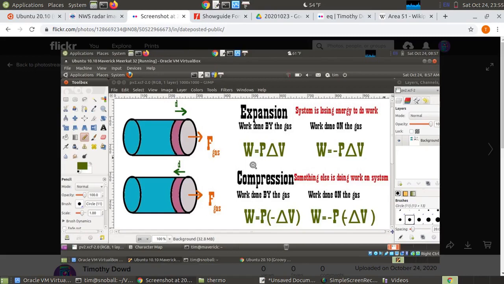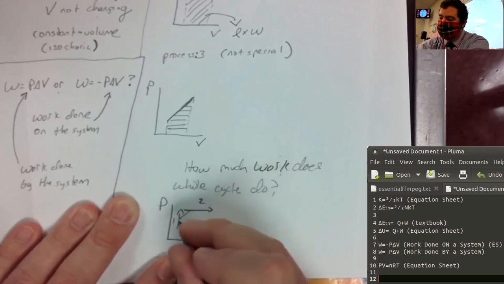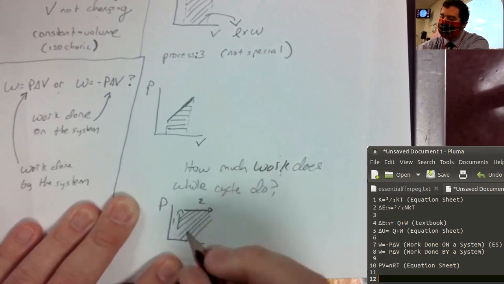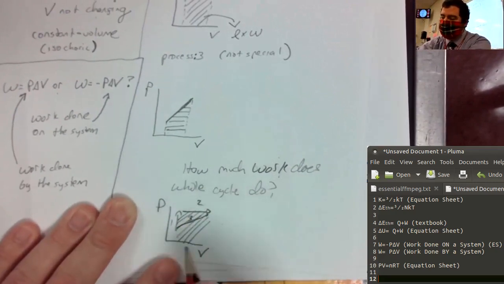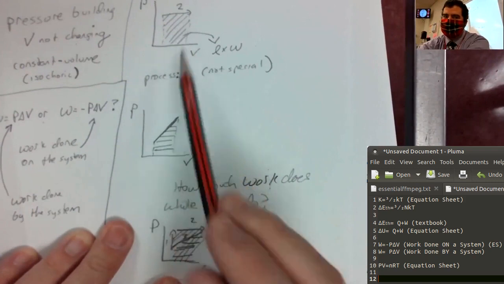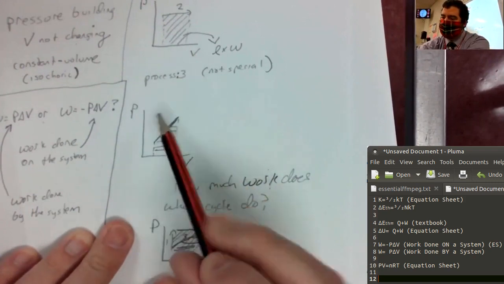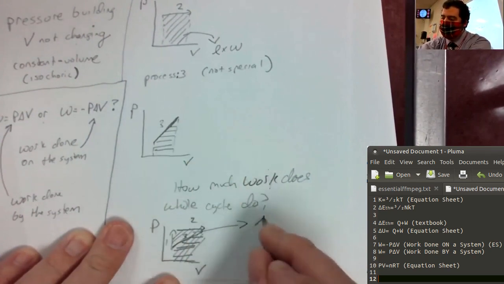But at the end of the day, these two works, we're not adding them together, we're subtracting them. That's process 2. Process 2 does this much work. But you also have process 3. Process 3 does the work under its curve. So what's the work that the whole cycle does? If this is all that 2 does and this is all that 3 does, you basically just subtract these two areas from each other. So the work done by the whole cycle is the area of this triangle.